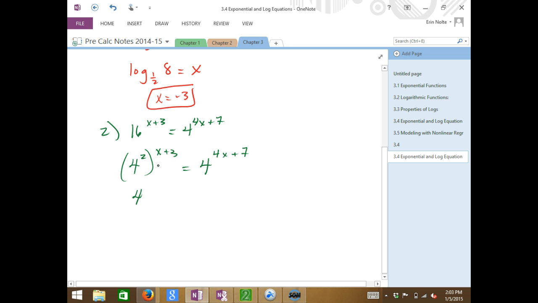Okay, so if I multiply 2 times x plus 3, shh, guys, you need to stop talking and you need to focus. Okay, I'm going to get a new exponent of 2x plus 6 there.